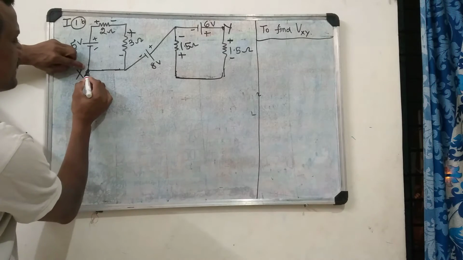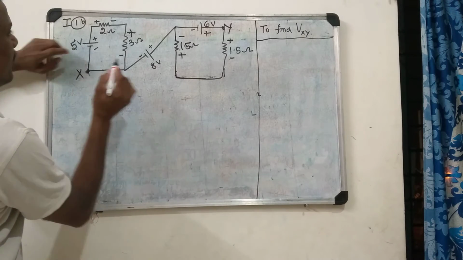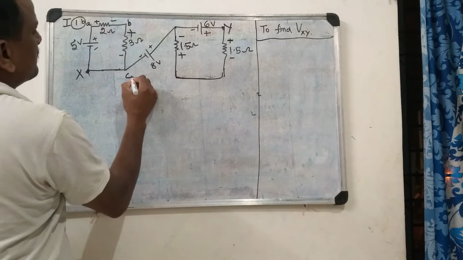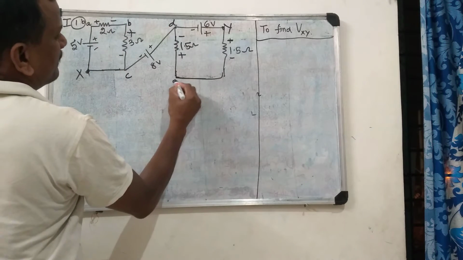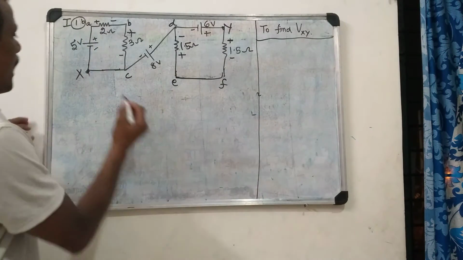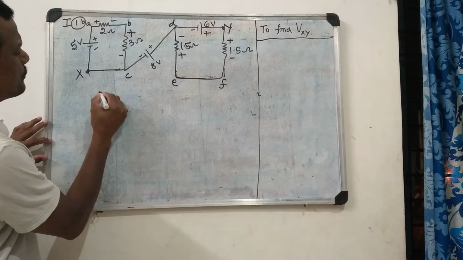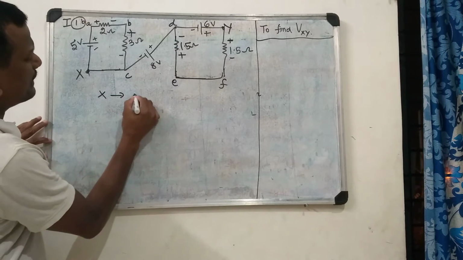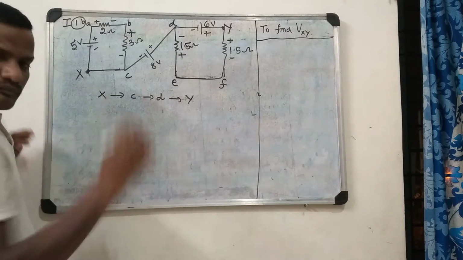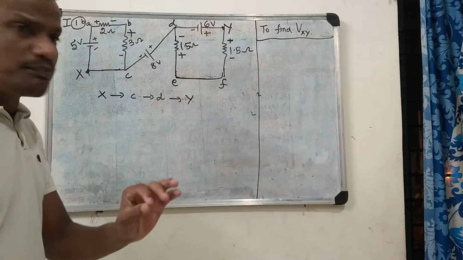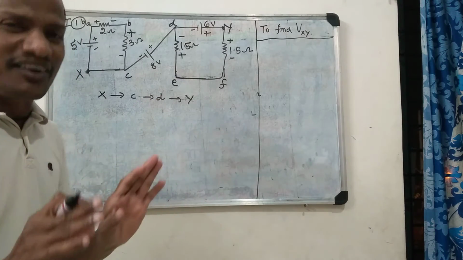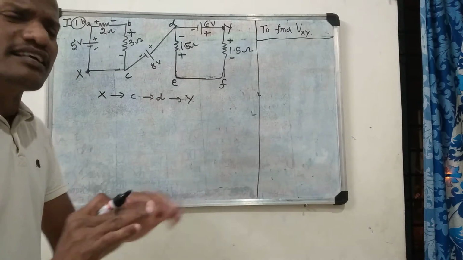I am starting my journey here. I can put some letters here, say A, B, C, D, E, F; you can put anything. I am starting from X, and I am going to use the path X to C, C to D, D to Y. If I use this path, my dear friends, you can see there is no resistance at all.